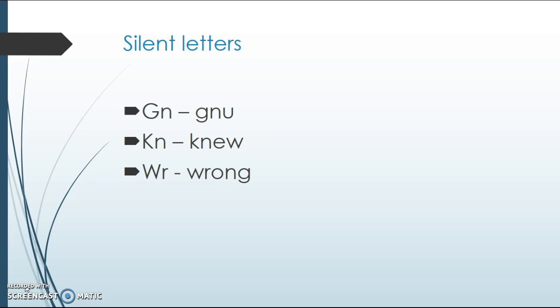Next we get into silent letters, those letters that are there but don't actually make a sound, like the G in gnu, the K in knew, or the W in wrong.